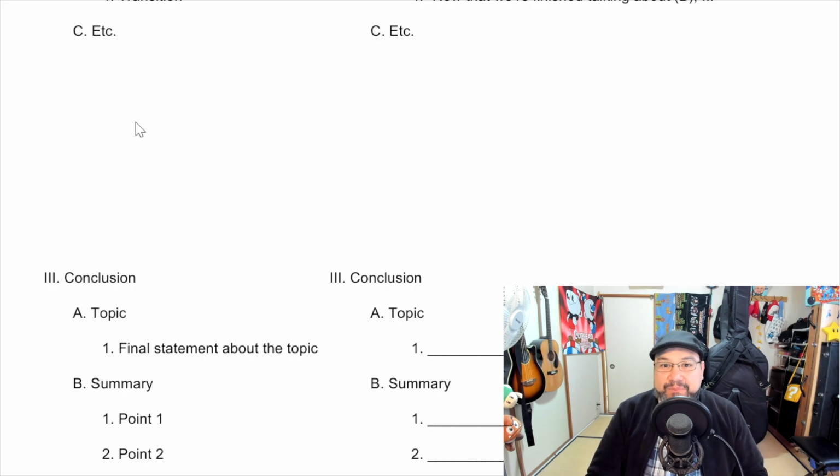The body is pretty simple. It's just repeating the same thing. Opinion, detail, and then your example. Okay? And then go to your next one and say the same thing. It's a very good way of communicating what you want to communicate.